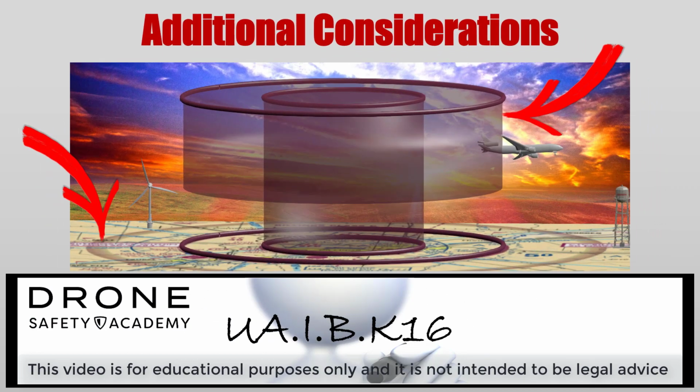We're going to use this Class C as an example to discuss where you can fly and where you need authorization. In this, you can see the Class C and also the Class E transition area from 700 feet to 1200 feet.